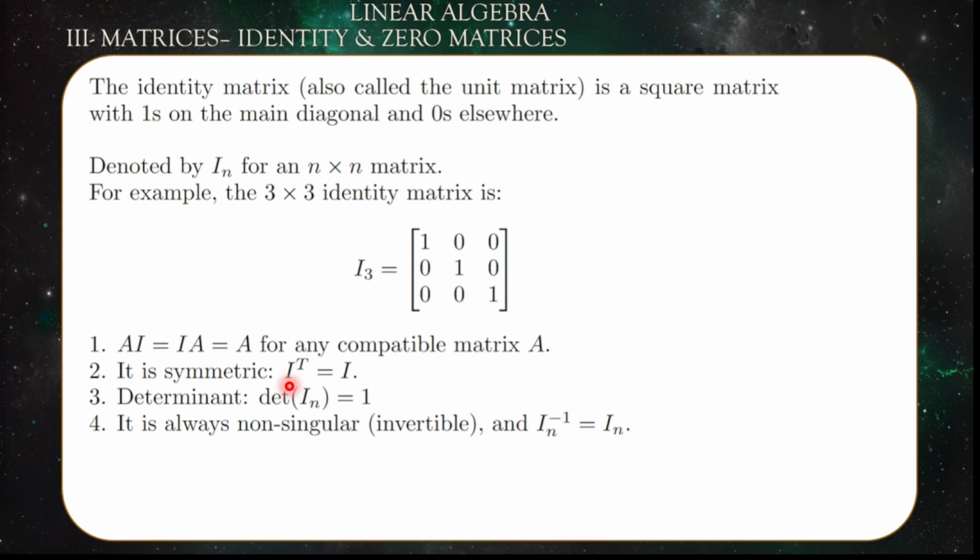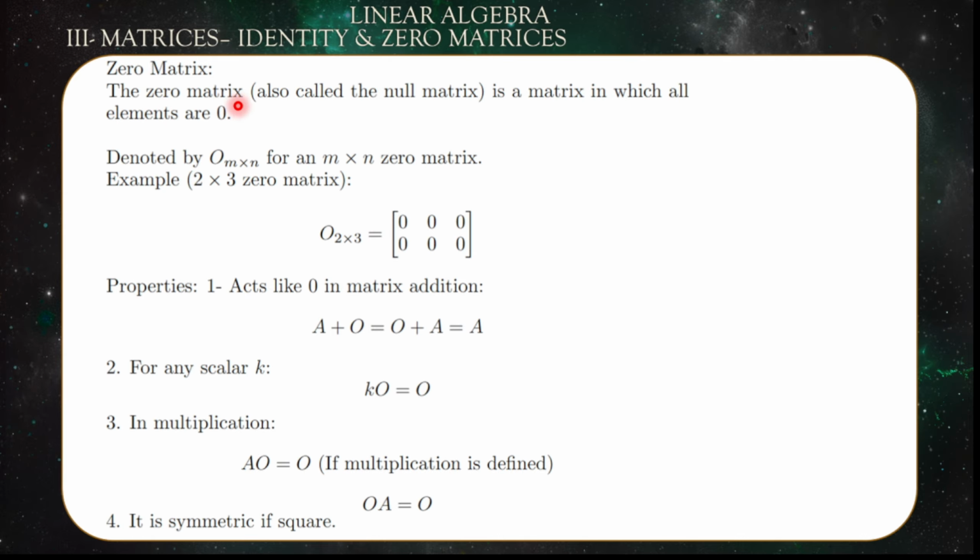It is symmetric, so transpose of I is equal to I. Determinant det of I_N is equal to 1. It is always non-singular, invertible, and I_N^-1, meaning the inverse matrix of the identity matrix, is equal to the identity itself. We'll get to what an inverse of a matrix means.